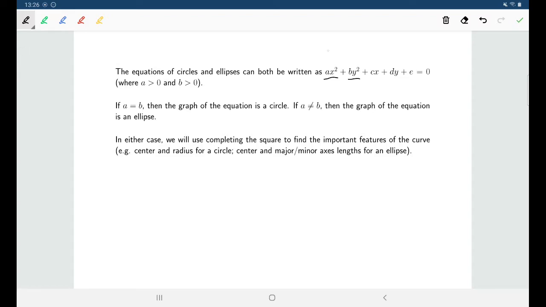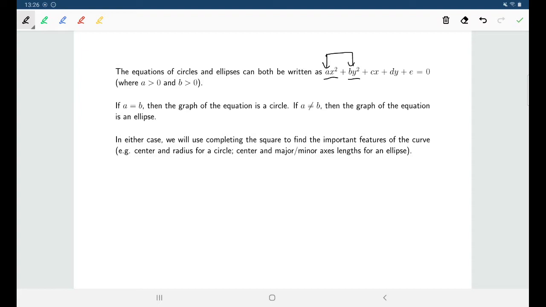Now, if the coefficients for the x squared and the y squared were the same, if a and b were both equal to each other, then you would have something that is a circle. If a and b were not equal, then what you would have would be the graph of an ellipse.